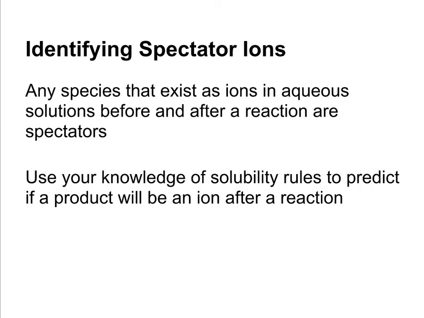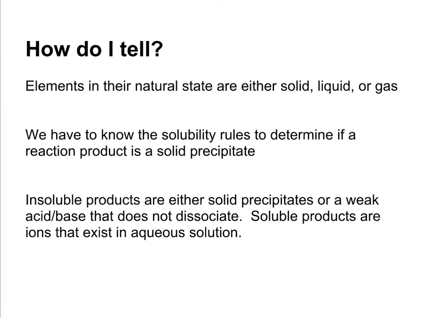So the only things we're going to be crossing out are ions. We're going to be leaving in solids, liquids, and gases. Elements that are in their natural state are either going to be solid, liquid, or gas. Nothing exists as an ion naturally, so we're not going to be getting rid of them. We have to know the solubility rules to determine if an ion will turn into a solid precipitate. Insoluble products are either solid precipitates or they're going to be weak acids or bases that don't dissociate. Soluble products are ions that exist in aqueous solution.